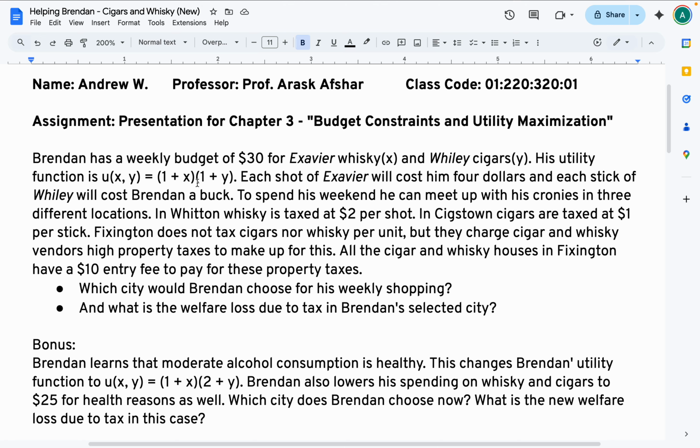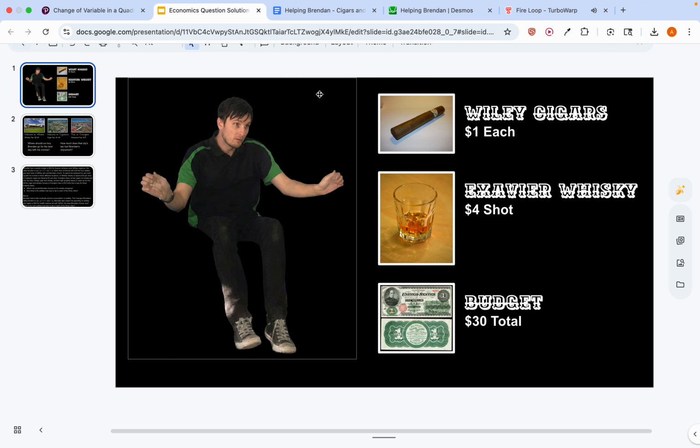So today we will be solving this very difficult question from chapter 3 from A Short Course in Intermediate Microeconomics with Calculus. The chapter is called Budget Constraints and Utility Maximization. So here, without further ado, let's get started with this question.